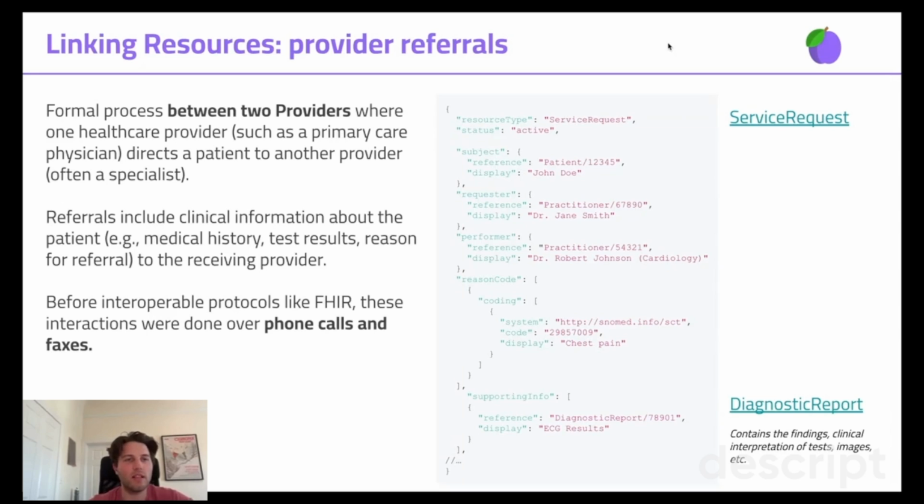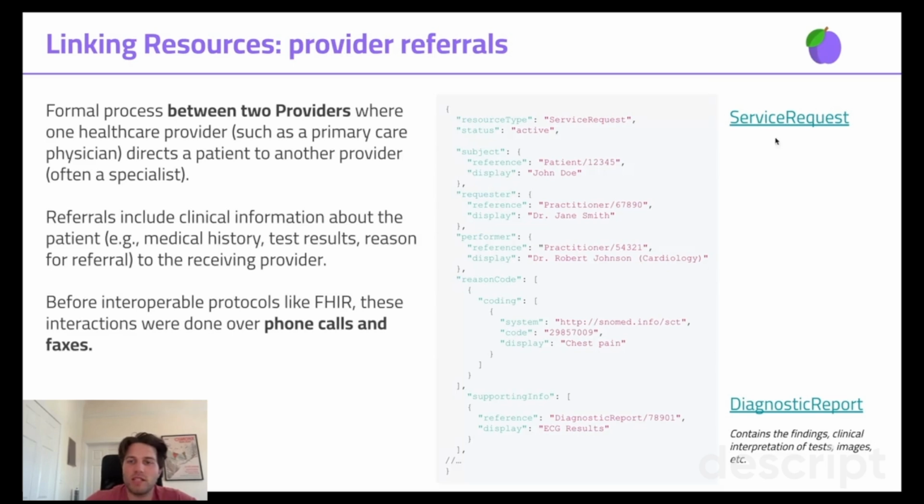So next I want to dig a little deeper into how resources can be linked. First example I can use is referrals. So this is the formal process between two providers where one healthcare provider, such as a primary care physician, directs a patient to another provider, oftentimes a specialist. These need to link the clinical information about the patient, like medical history, test results, reason for a referral, to the receiving provider. Before an interoperable protocol like FHIR, these interactions were just done over phone calls and faxes.